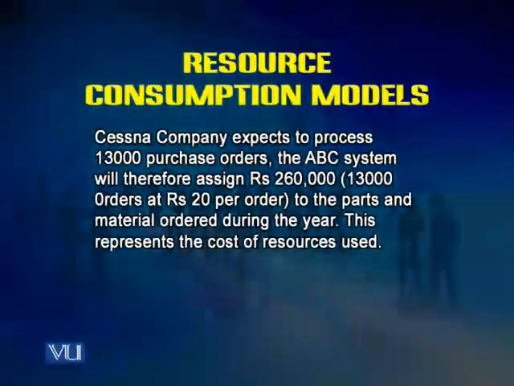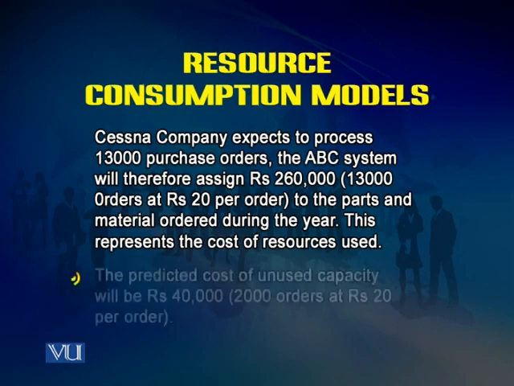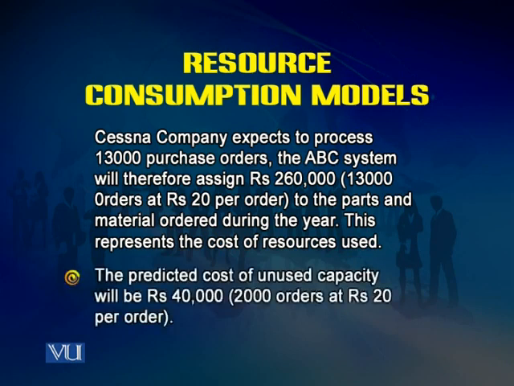Cessna Company expects to process 13,000 purchase orders. The ABC system will therefore assign 260,000, the 13,000 orders at rupees 20 per order, to the parts and material ordered during the year. This represents the cost of resources used. The predicted cost of unused capacity will be 40,000, 2,000 orders at the rate of 20 per order.